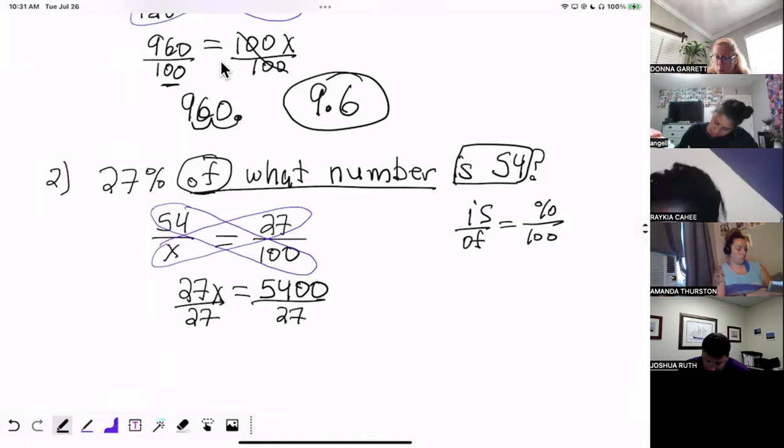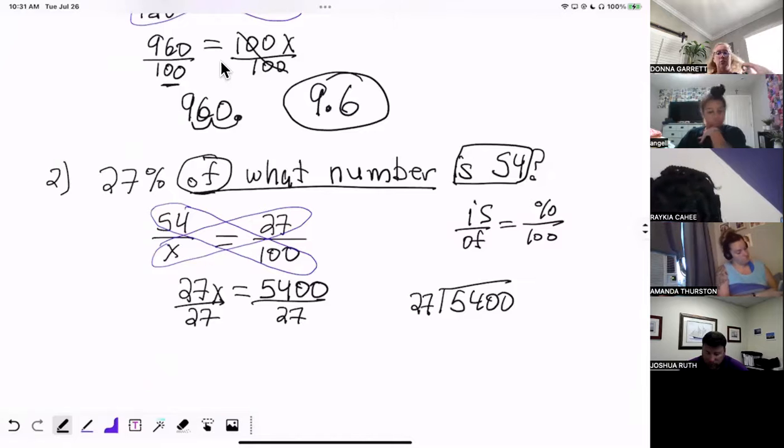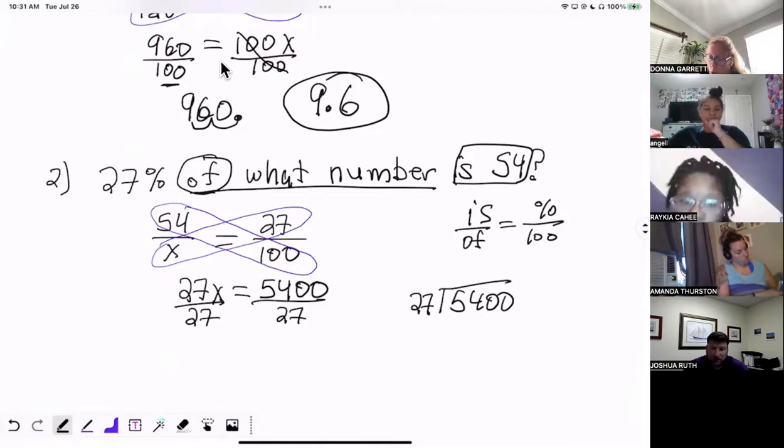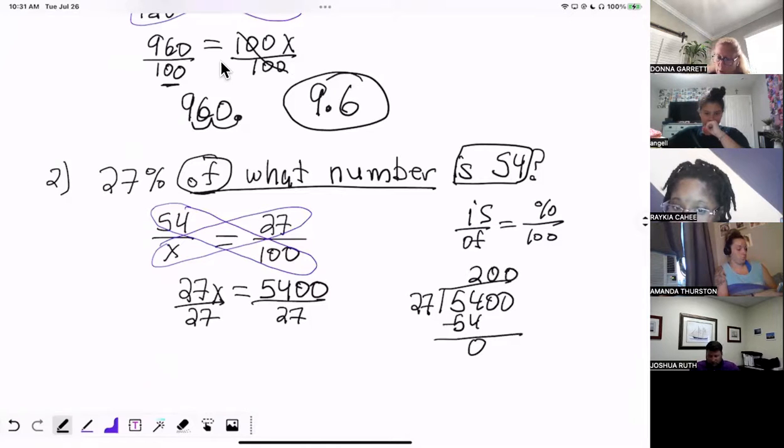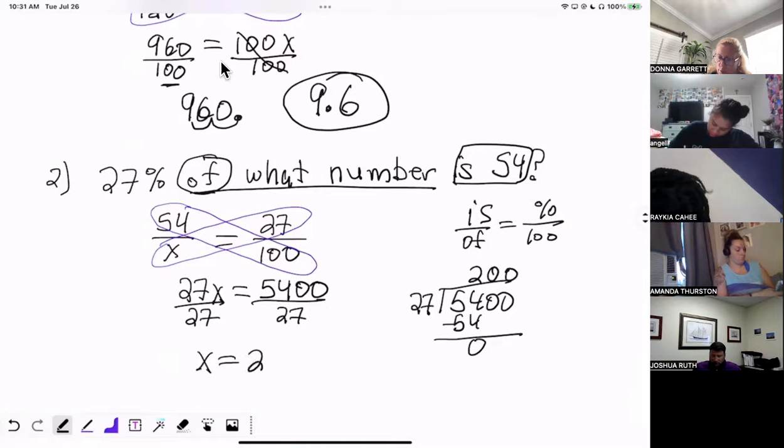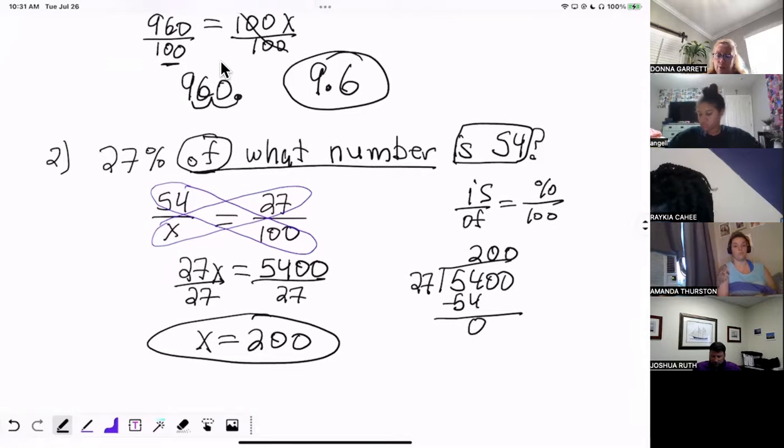This one I'm going to have to do 7. Actually, I don't even have to. I'll show it to you anyway. Okay, so 5,400 divided by 27. This one's a nice, easy division. Because how many 27s are in 54? 2. Which means I have all zeros left, which means 200. So my answer is 200. So 54 was 27% of 200.